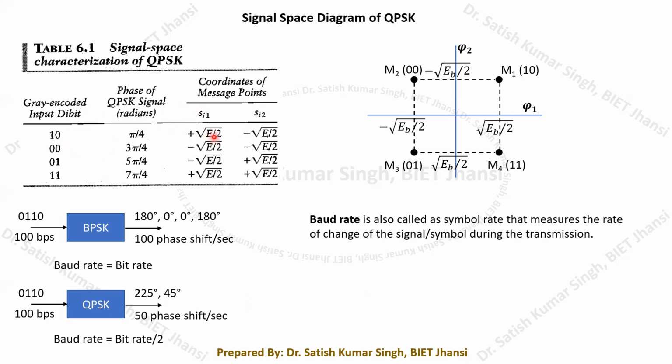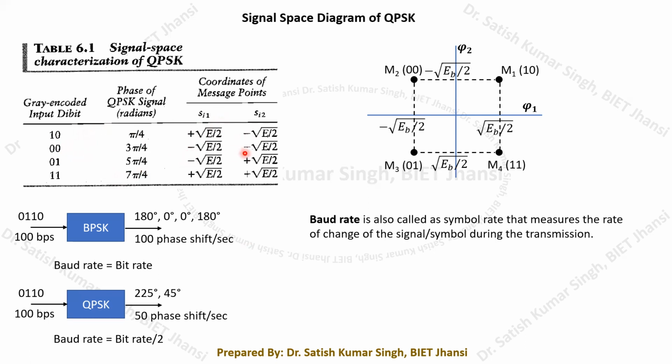Now try to observe all these signs and the corresponding gray encoded input dibit. It is just like giving certain conventions, so try to understand this. Whenever there is a positive, it should be 1. Whenever it is negative, there should be a 0. Sometimes students may get confused about why this is the code for 1 0, and why that is the code for 0 0. It is just for the sake of convention.